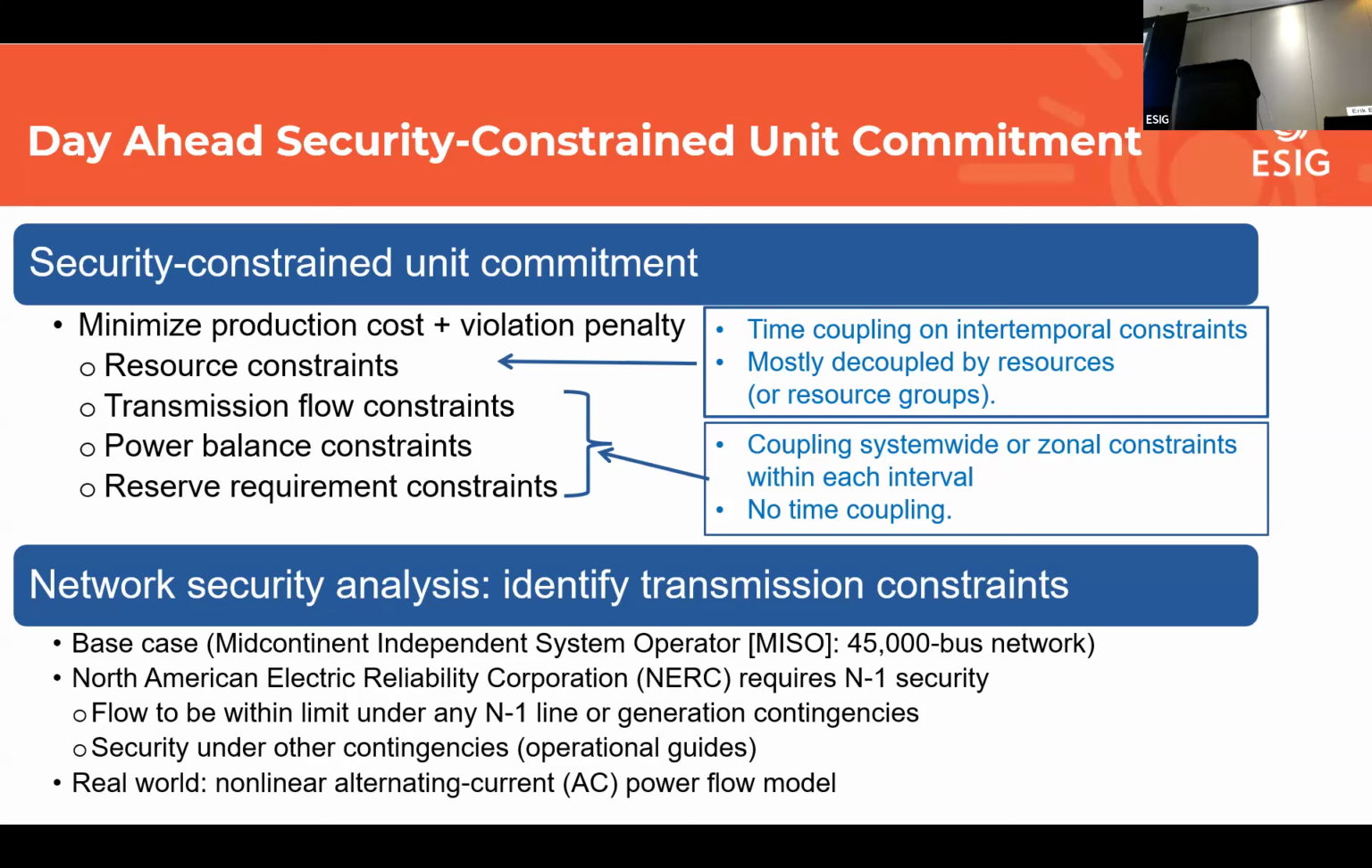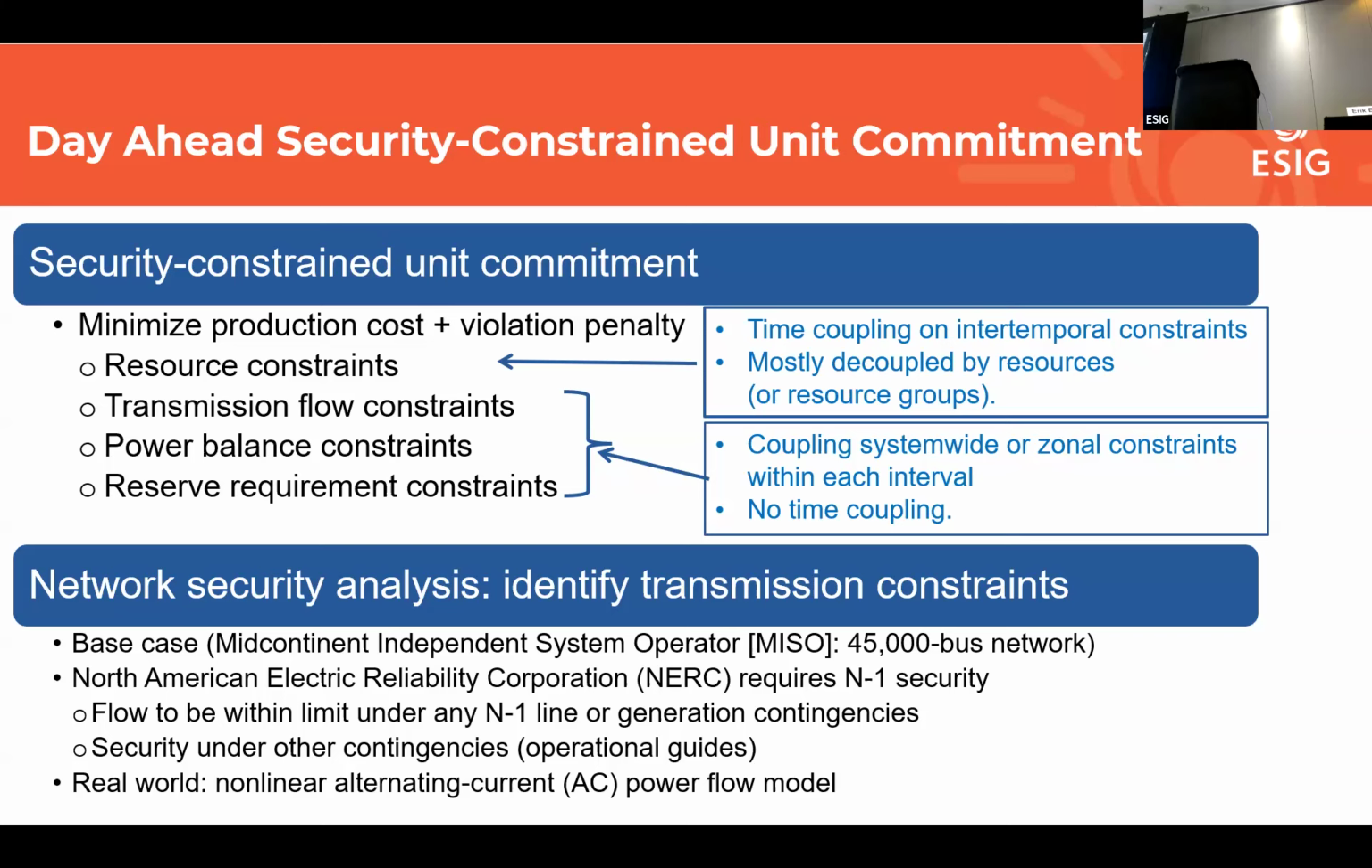But the good thing is most of these resource constraints are decoupled by resource, right? Or there might be some resource groups like a combined cycle group, but in general they're decoupled by resource or resource group. And then there's another set of system-wide constraints like transmission flow, power balance, or reserve constraints. Those are coupled across different resources, but they're decoupled by time. These characteristics can sometimes help to develop the market clearing solution algorithm.